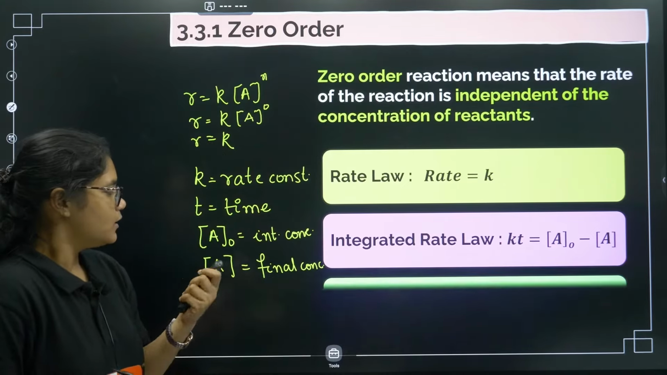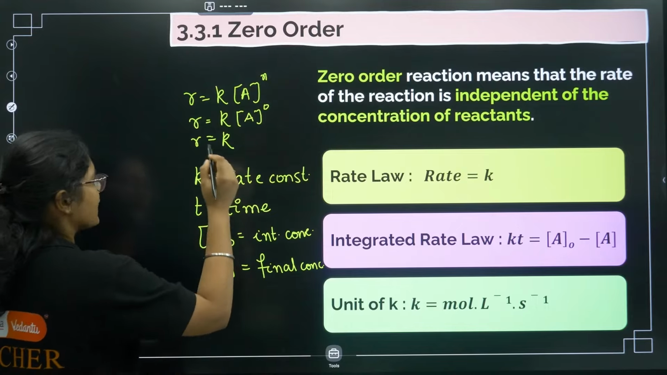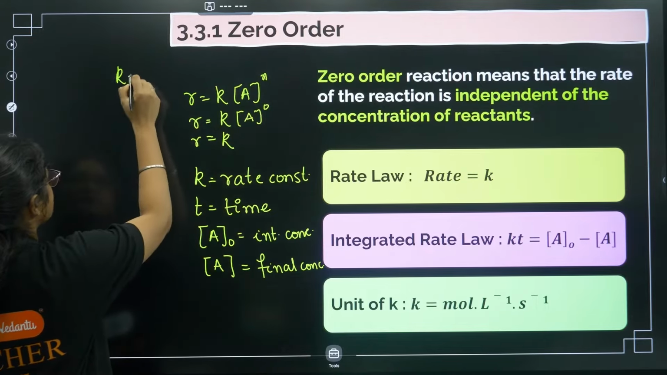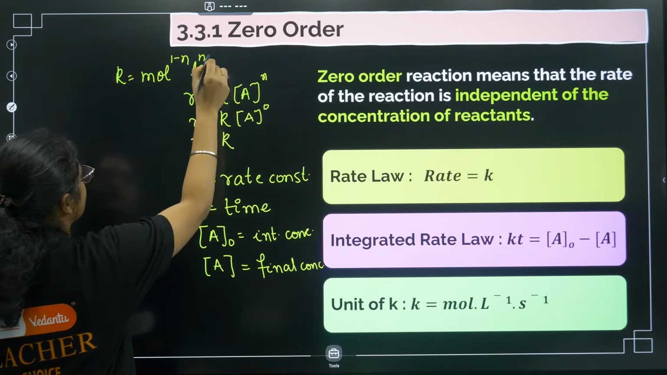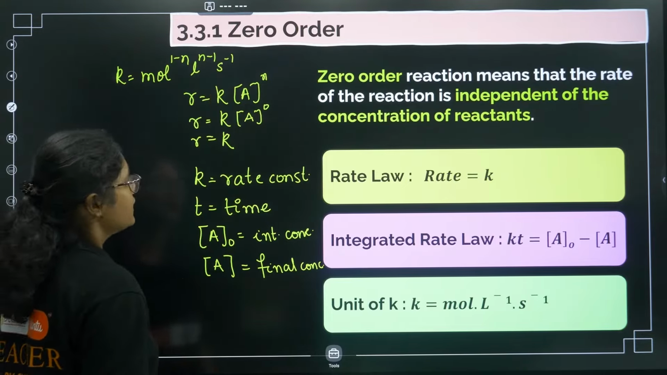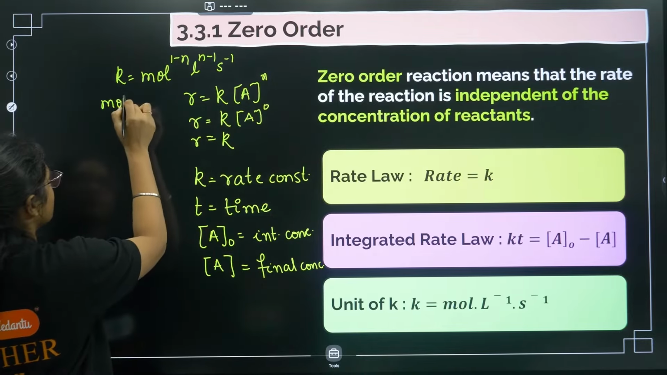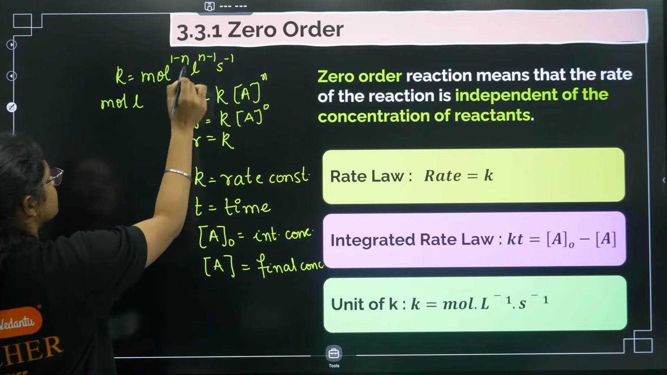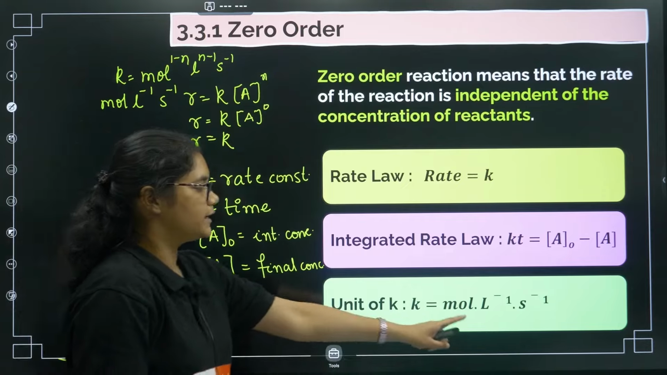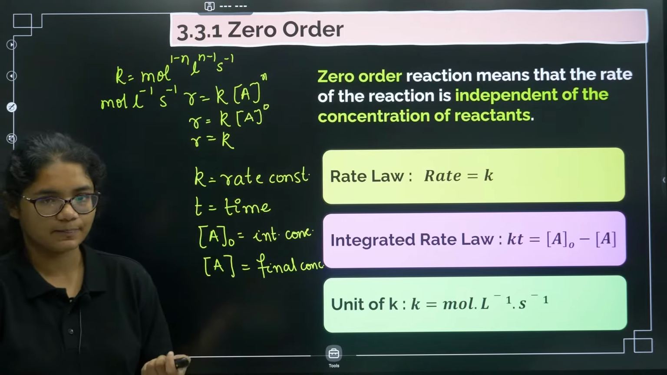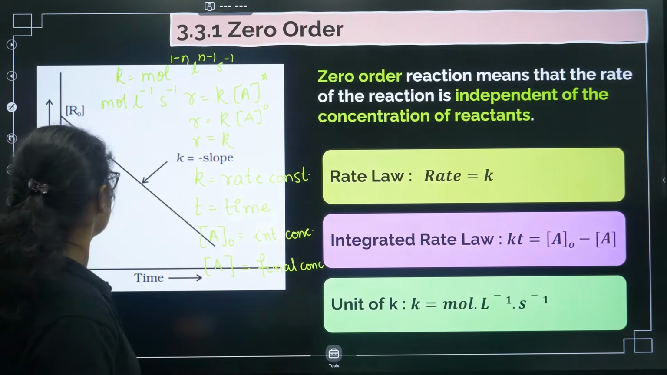Now coming to the units of K. If you remember, what was the general formula to calculate the units of K? K was equal to mole to the power of 1 minus N, liter to the power of N minus 1, second inverse. If I substitute N is equal to 0, I will get mole to the power of 1 minus 0, that is 1, liter to the power of 0 minus 1, that is minus 1, and second inverse. Mole, liter inverse, second inverse we will get. Now let us move to the graph of this one.